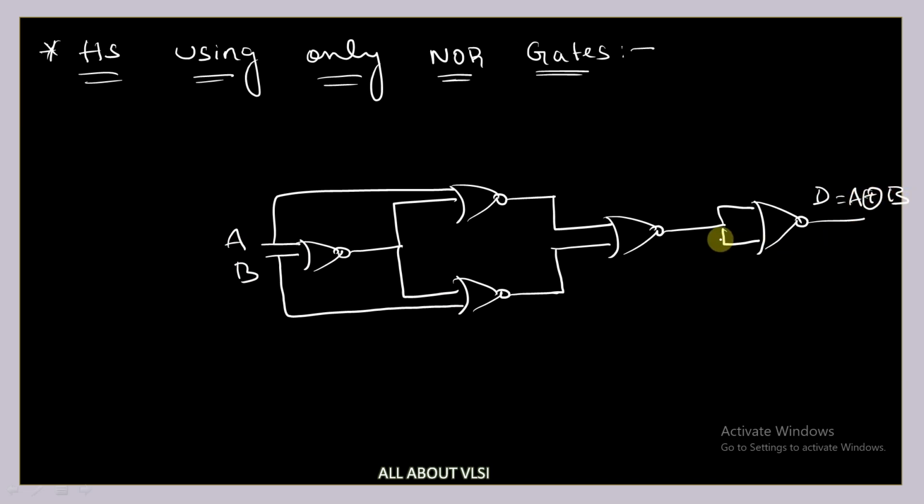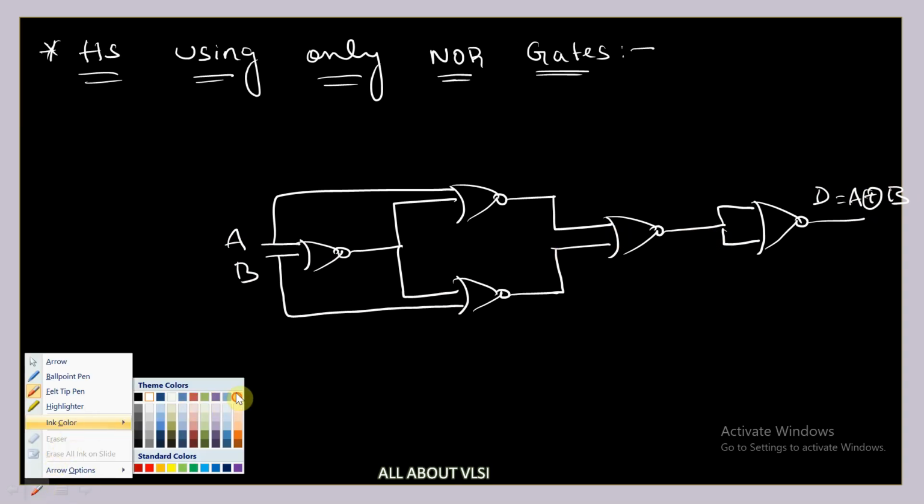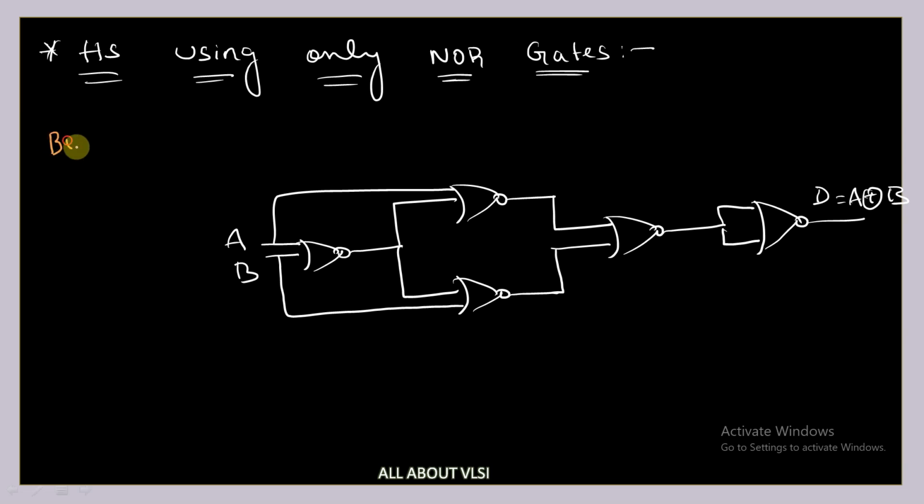Now, where we are going to get our borrow is the main question. So let us see where we can get our borrow. The borrow equation is nothing but A bar B. So we need to get this A bar B. What we can do is, this is nothing but (A plus B) whole bar.